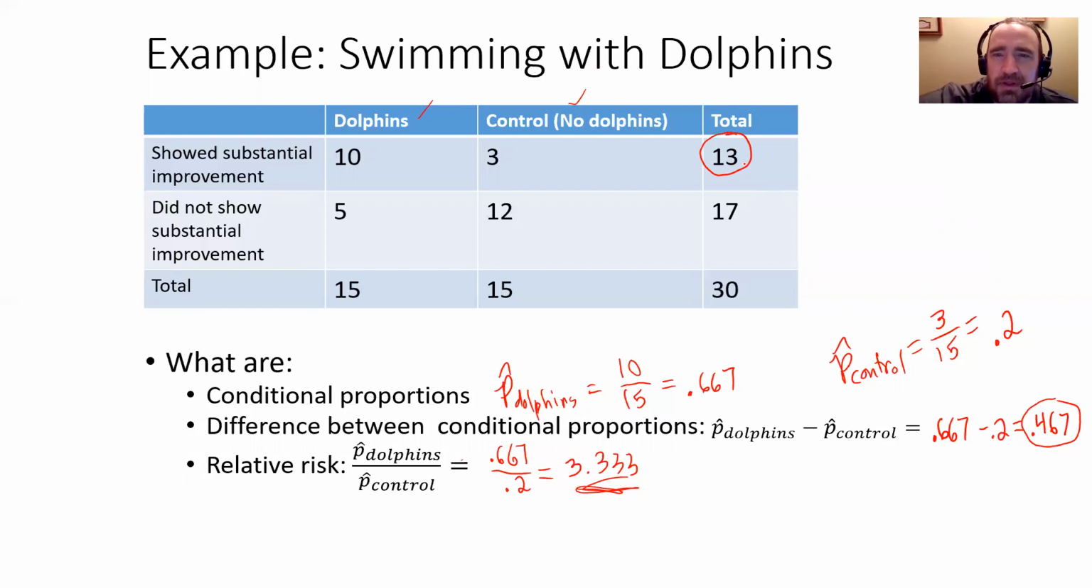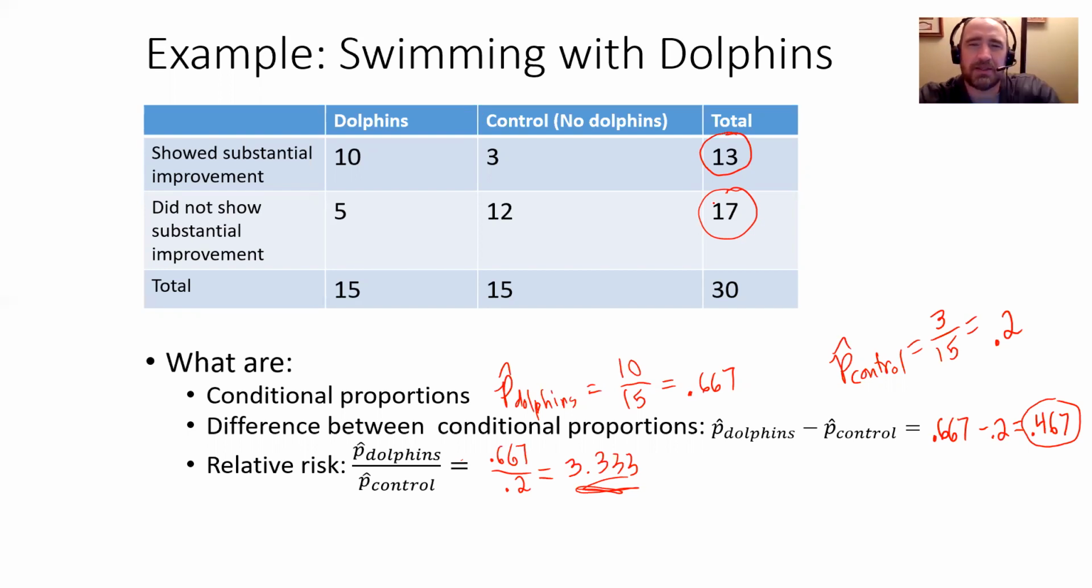And so I could just do that. I could just take the 13 and I could say, I'll flip a coin. If the coin comes up heads, you're in the dolphins group. If the coin comes up tails, you're in the control group, and split them up that way. Similar kind of story for this 17. Those are the ones that were not going to show improvement no matter which group they ended up in. And so we could similarly split them up.